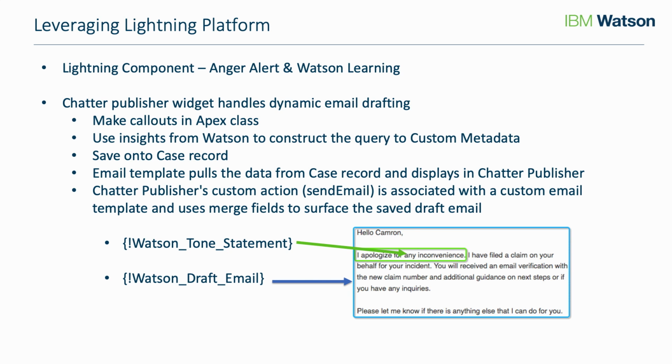But one of the greatest things is the chatter publisher. With the chatter publisher, we can create an email action similar to the send email action that comes natively as soon as you set up email to case. And we've linked that to an email template that then surfaces the values of the fields that are saved on the case record, their Watson tone statement and Watson draft email that I mentioned before, so that it surfaces those in the chatter publisher and allows you to modify it if you need to and just click send and send it off right from the same page.